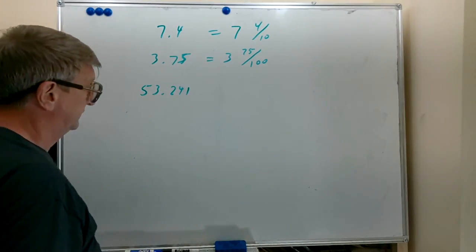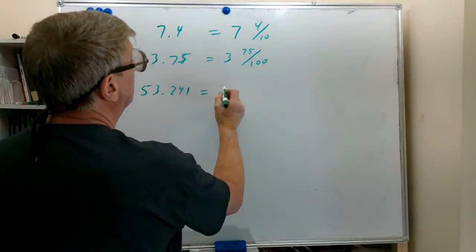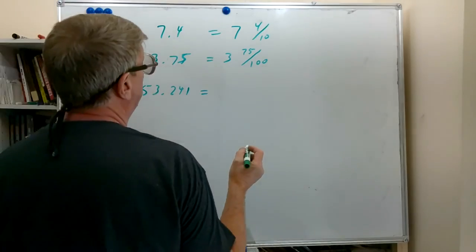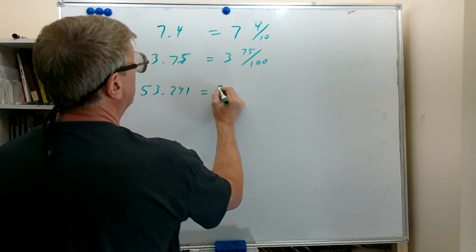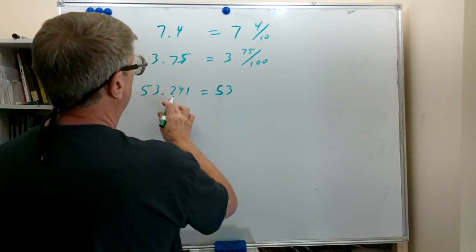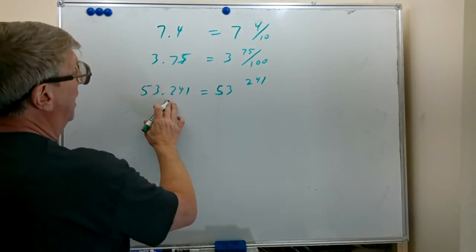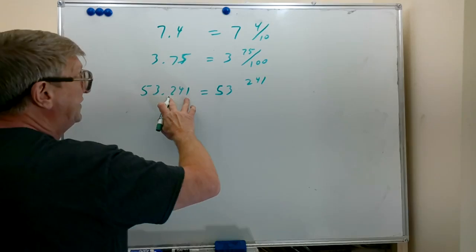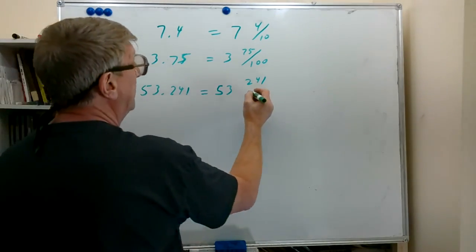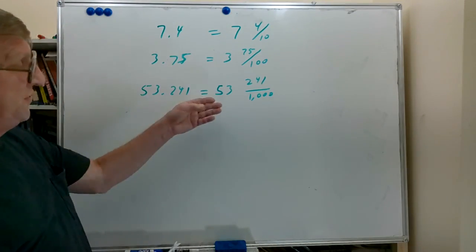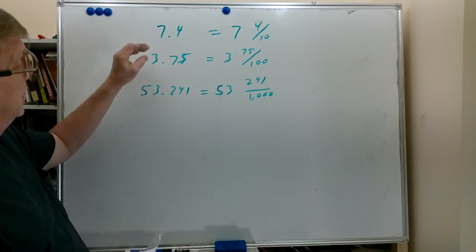These are the same as 53.241. The 53, the whole number portion, the portion to the left of the decimal place, you're probably pretty used to using. 53, our numerator of our fraction is 241. Our denominator of the fraction, we have 3 digits to the right of the decimal place. It's 1 and 3 zeros. So 53 and 241 thousandths.